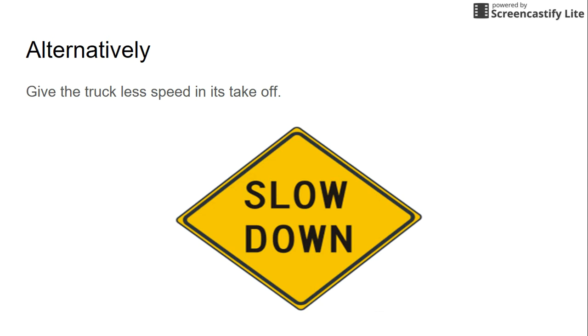Alternatively, if the truck were to take off with less speed than it did in the video, then perhaps it could create a force that is weaker than the one prior, which could not counteract the static friction between the two bodies.